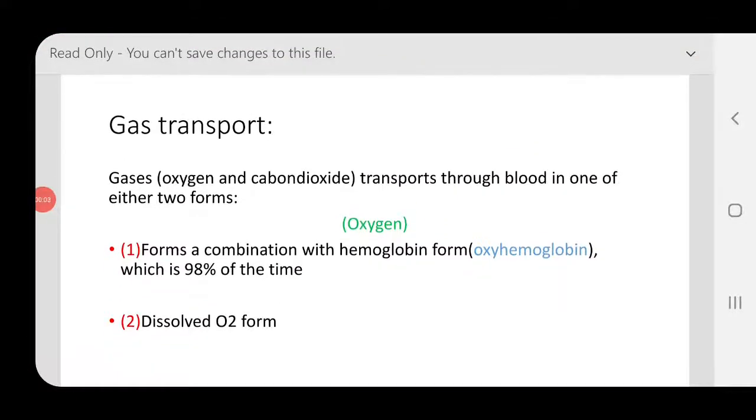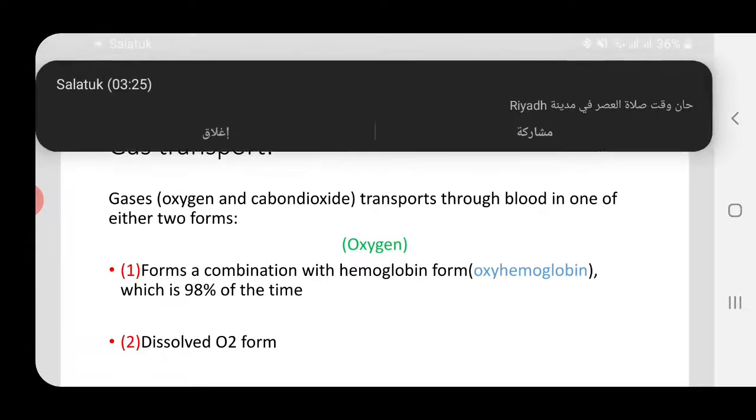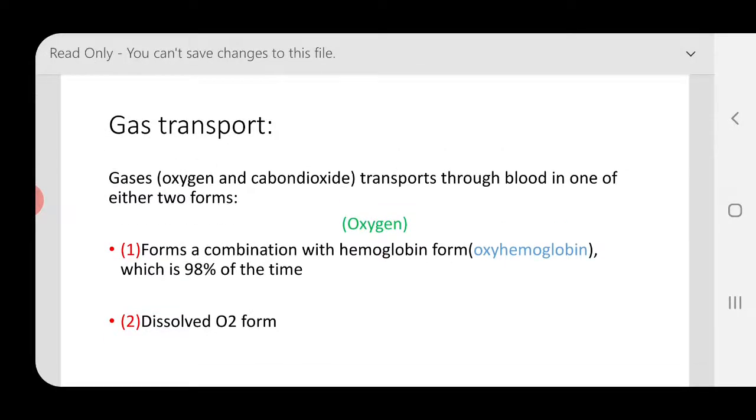Gas transport is mainly the transportation or movement of gases in the bloodstream. Gases, either oxygen or carbon dioxide, are transported through the blood by one of two mechanisms. Firstly, we will begin with the oxygen.